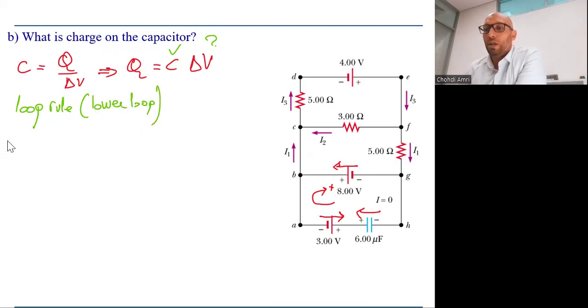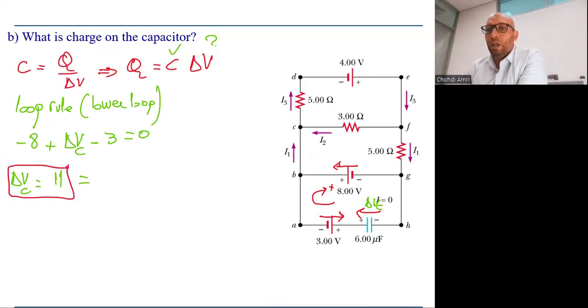We're going to get -8 because it is opposite to the assigned direction, plus delta V of the capacitor, the potential difference across the capacitor, minus 3 equals 0. So delta V across the capacitor will be equal to 11 volts. And this 11 volts on the other side is equal to this 11 volts. Okay, so we are done.